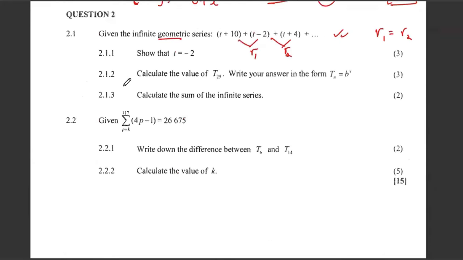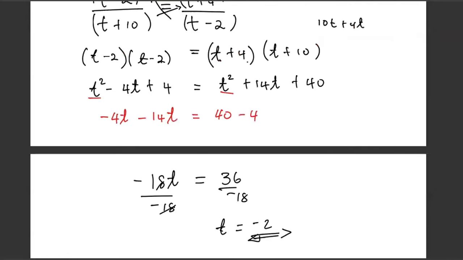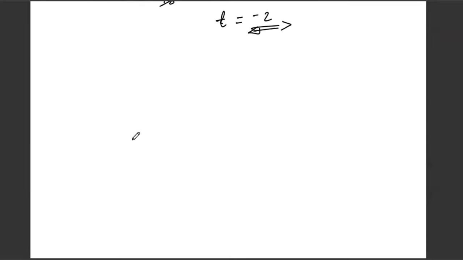2.1.2. After getting t as negative 2, can we calculate the value of T25? And then we write our answer in exponential form. Since it is geometric, let's substitute t with negative 2 and see. Now our T1, remember it was t plus 10. So negative 2 plus 10 is going to give us 8.